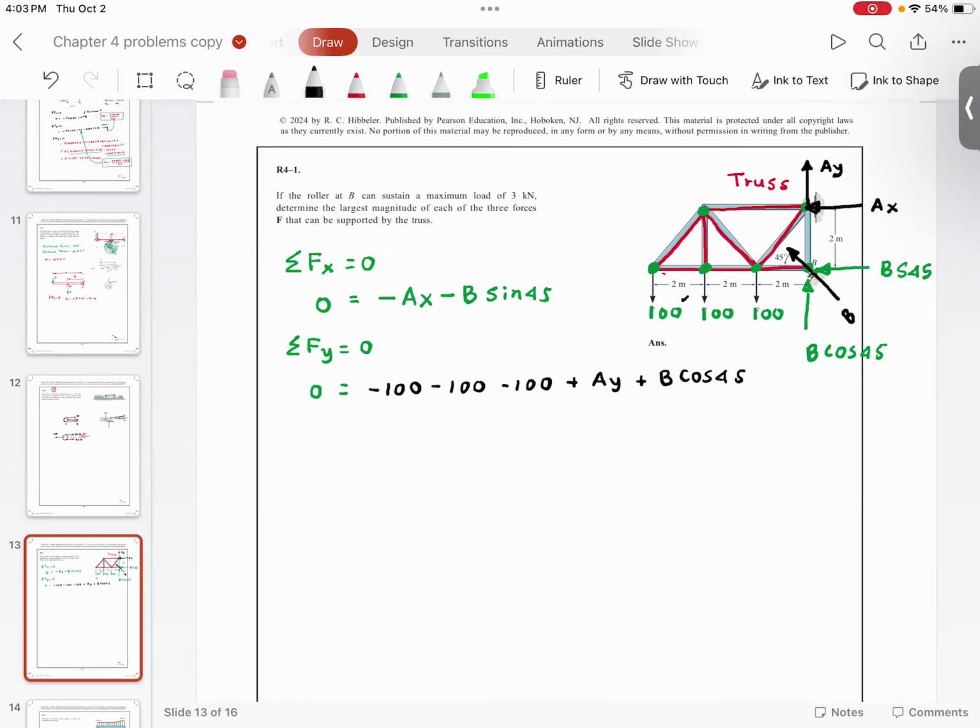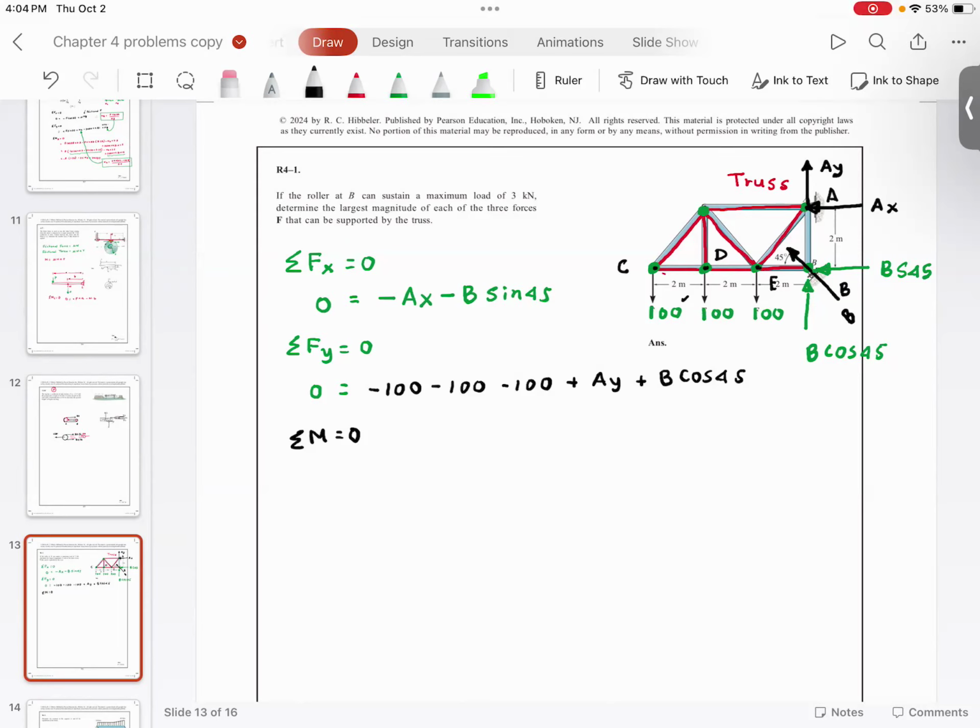Now please try to understand, how many unknowns do I have here? I have three unknowns: AY, AX, and B. It means I need one more equation, and that equation is going to be summation of moment is equal to 0. You can take moment anywhere. You can take moment at point A, B, C, D, or E. You can take moment anywhere.